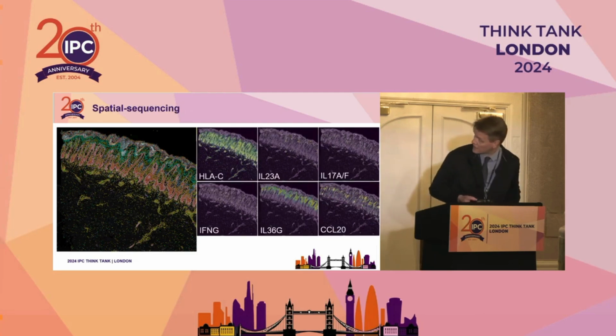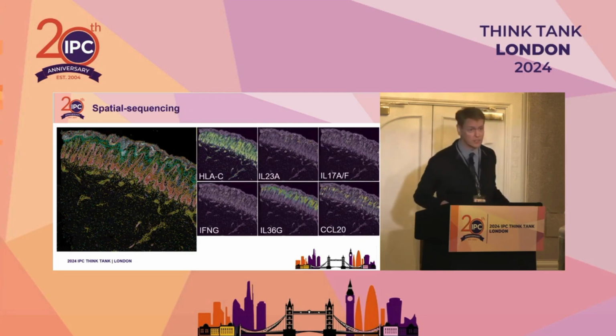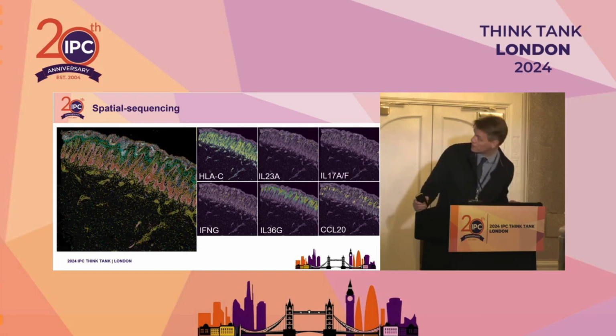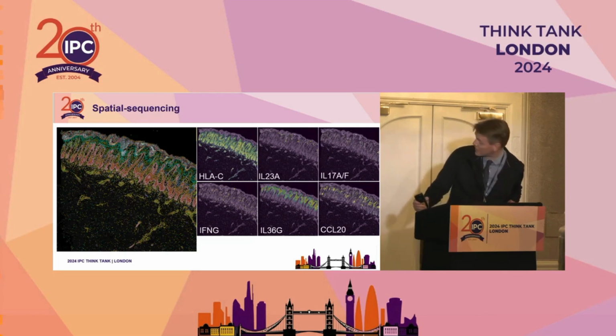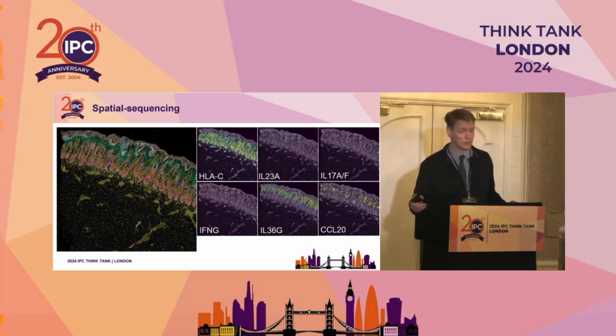And same thing here. Here you have HLA-C expression in the skin. You can see it's very heavily localized to the epidermis. IL-23 also, you find most of it being expressed in the upper layers of the epi. If you're thinking about where that actually is predominantly coming from: IL-17A and F, interferon gamma, IL-36, and then CCL20, the chemoattractant for Th17 cells.